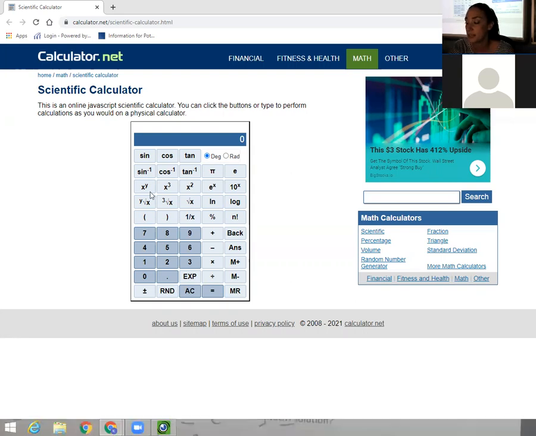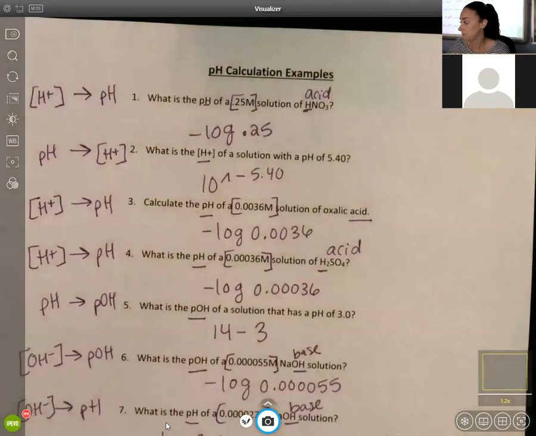So if we're using the online calculator, our very first problem is using the negative log. So if you have to calculate the negative log on this calculator, you're actually going to put the subtraction button for the negative, and then you're going to push log and then type in the number. So the first one was 0.25, so you just type it in. And it gives you a lot of numbers, but you only have to give me up to 2 numbers after the decimal point. So like 0.60 would be fine.